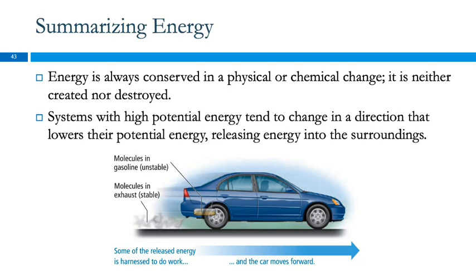So here we have an illustration of a car that runs on gasoline. We've got gasoline in the tank. Those gasoline molecules are unstable. They have high chemical potential energy. We can react them in the engine of the car, doing a combustion reaction, and cause them to release their energy, and we can use that energy to move the pistons and ultimately to move the car forward. So we've changed the chemical potential energy of the gasoline into kinetic energy of the car.